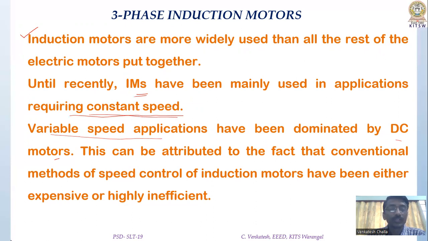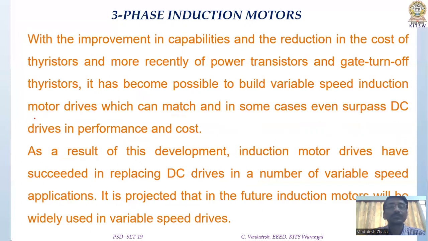So in case of induction motors, if conventional or traditional methods are used for speed control, it was very expensive and a very complex control circuit was required. The system was not as efficient as that of the DC motor. Hence, initially, the induction motors were used for constant speed applications, and DC motors were used for variable speed applications.